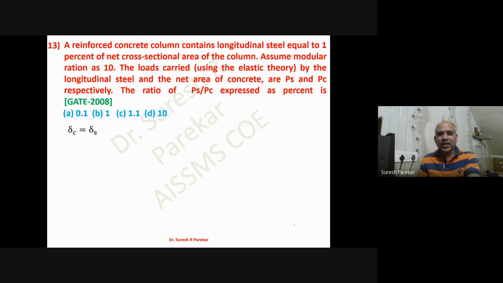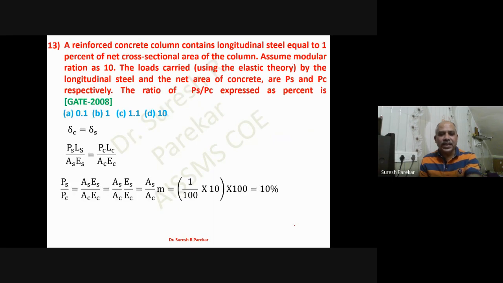Then here, if we go with delta s equal to delta c, we have in solid mechanics that we are going to set over here. And from this, we are going to calculate ps upon pc. Now it is given that As upon Ac is 1%. You can see this, so steel equal to 1%, this is given. That 1% means 1 by 100, into 10, and that into 100. So we are going to get this value equal to 10%. So the answer is D.